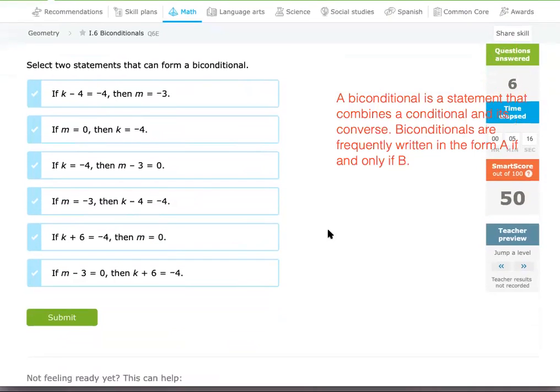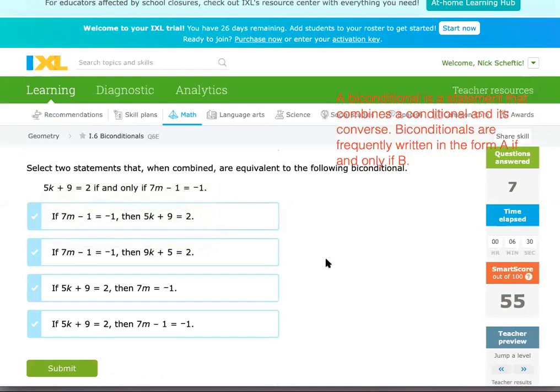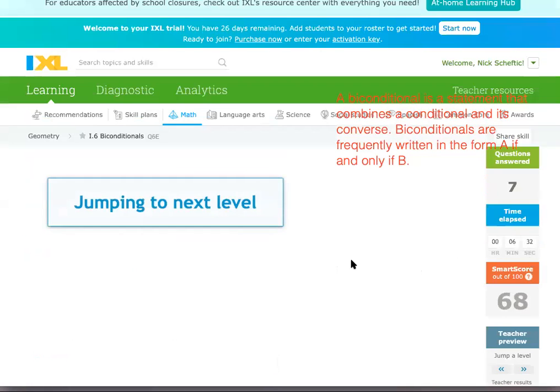All right, select two statements that form a biconditional. Okay, so let's look at this here. Okay, just look at them, see if you can find two that connect up if you switch the P and the Q. All right, so it should be these two right here. So if k minus 4 equals -4, then m is -3. And then this statement says if m is -3, then k minus 4 equals -4. So that's just, they're flipped, right? Okay. So let's skip ahead.